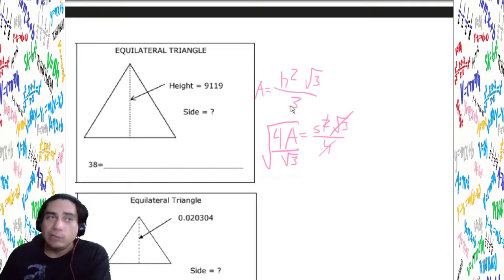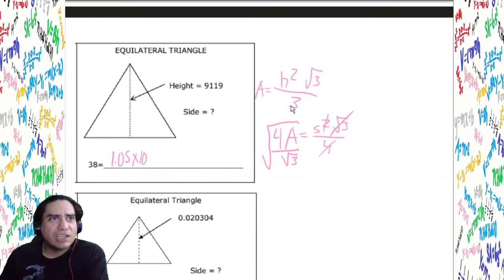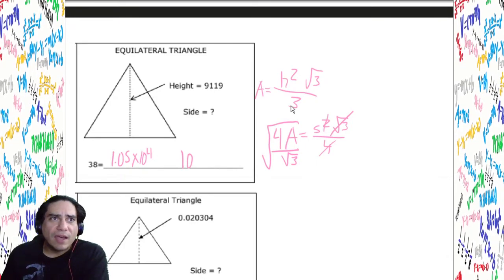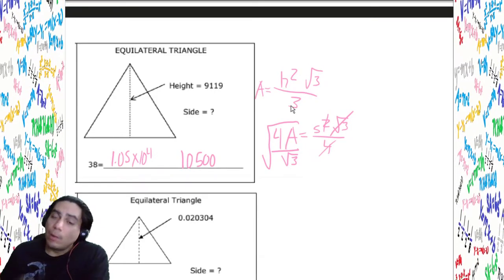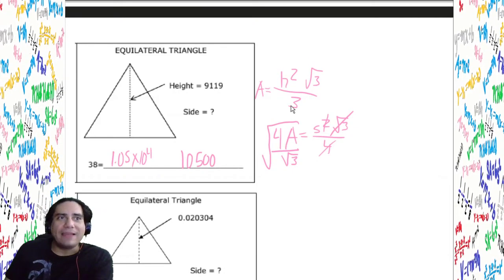It seems to be completely reasonable. 1.05 times 10 to the 4th. Or if you want to think about it this way, 10,500. Remember, that side's always supposed to be bigger than the height.